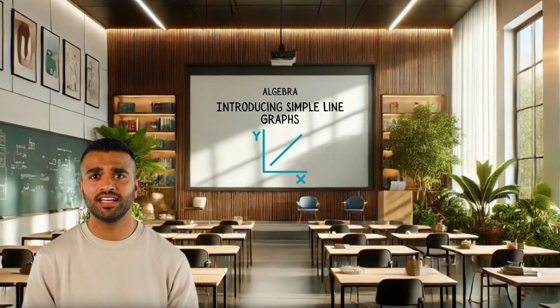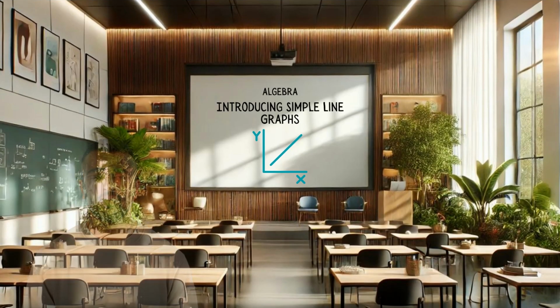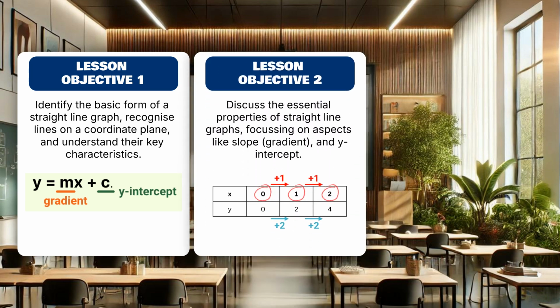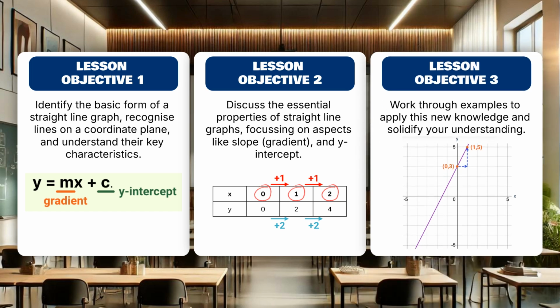Here's our roadmap for today's lesson. We will start by identifying the basic form of a straight line graph. We'll learn to recognize lines on a coordinate plane and understand their key characteristics. Next, we'll discuss the essential properties of straight line graphs, focusing on aspects like slope, also known as the gradient, and the y-intercept. Finally, we'll work through several examples to apply this new knowledge and solidify your understanding.